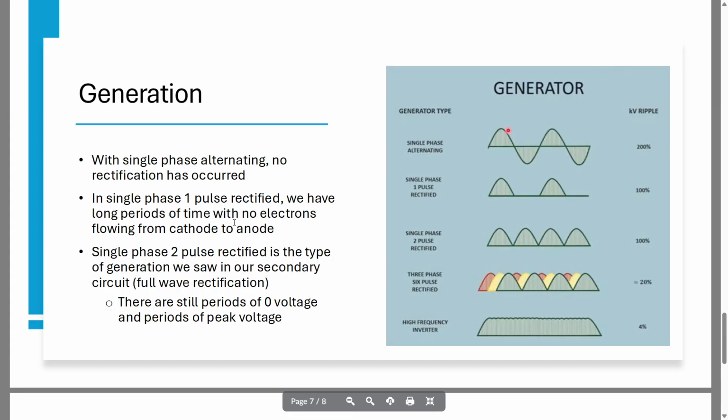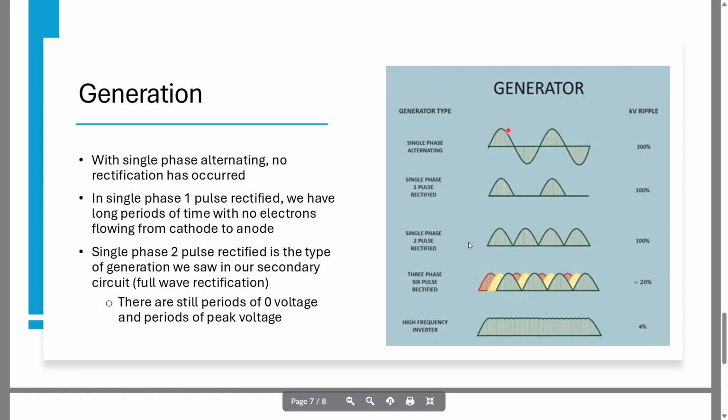Good. You'll also notice that with single phase 1 pulse rectified, there's this long pause where there's no electrons flowing from cathode to anode. We also don't want that. We want things to be as consistent as possible, which is why although we have 100% kV ripple between single phase 1 pulse rectified and single phase 2 pulse rectified, the 2 pulse rectified is better because we still have a more consistent flow of electrons from cathode to anode.